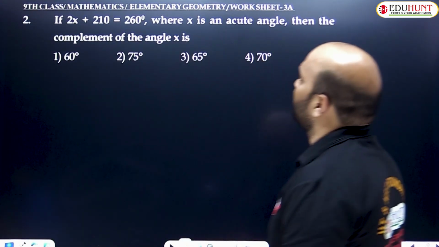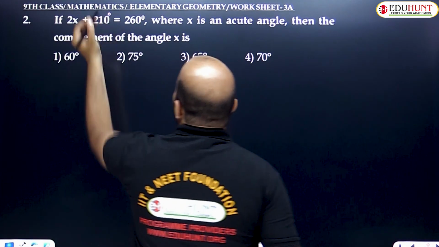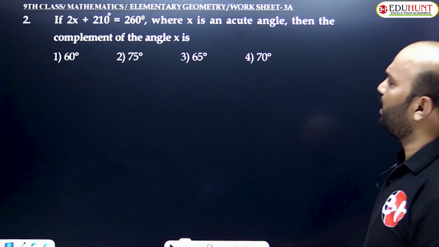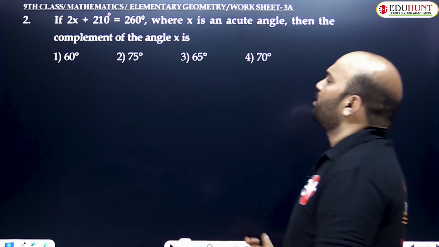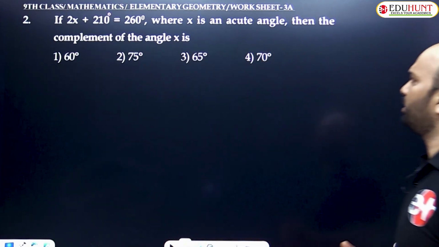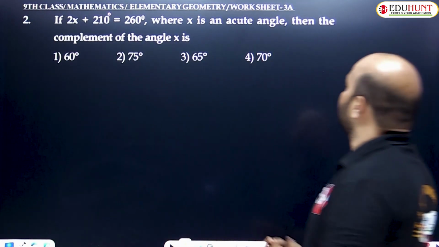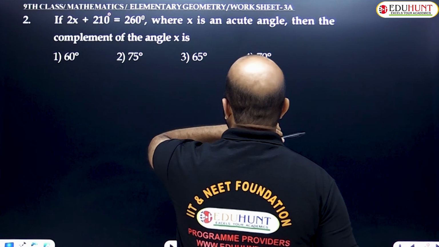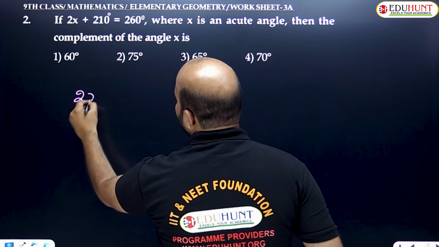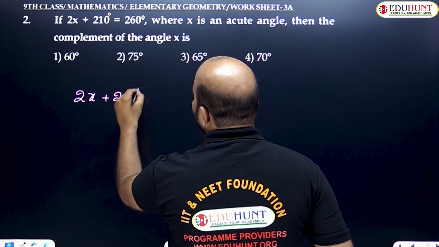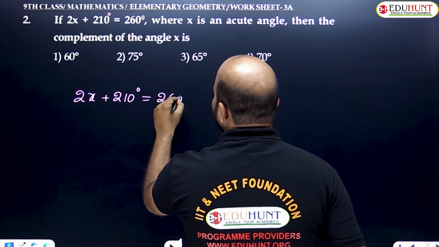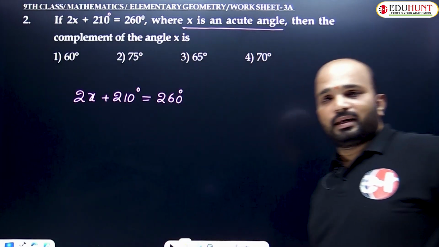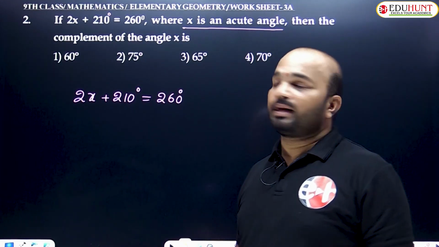If 2x plus 210 degree equals 260 degree, where x is an acute angle, then the complement of the angle x is: option 1 60 degree, option 2 75 degree, option 3 65 degree, option 4 70 degree. In that question, we are asked for the complement angle of x. The given condition is 2x plus 210 degree equals 260 degree. First we need to find the x value, but x should be an acute angle, nothing but less than 90 degree.